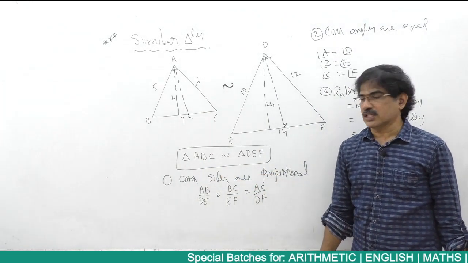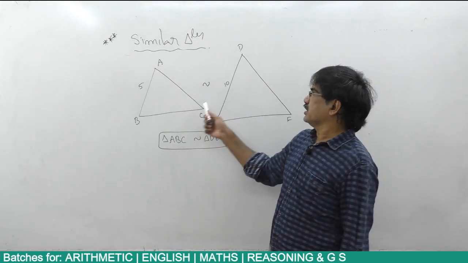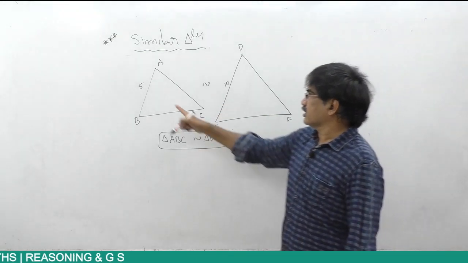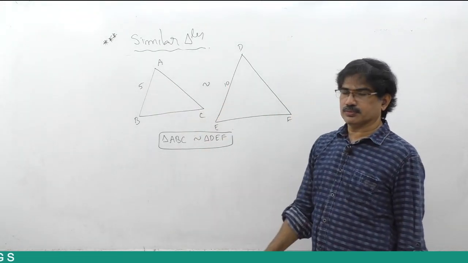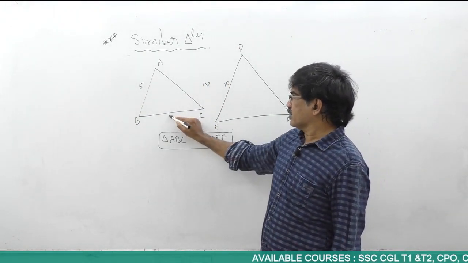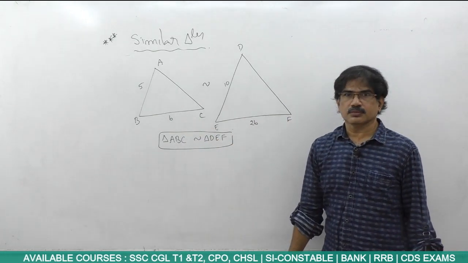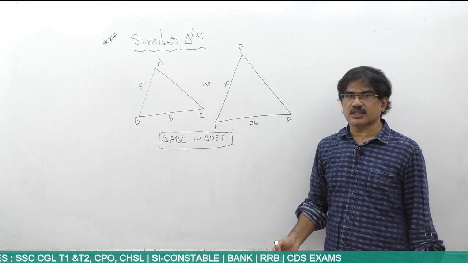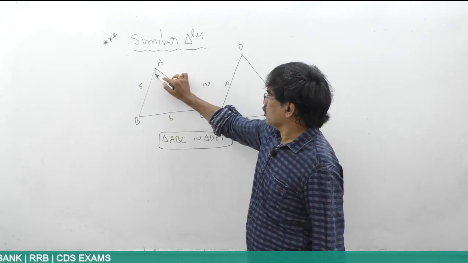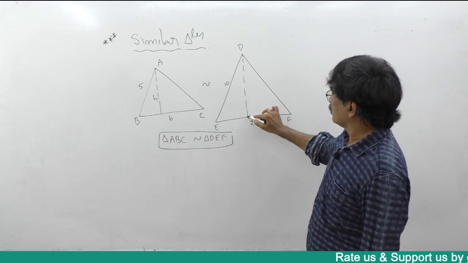Next, what about areas? See, triangle ABC and triangle DEF are similar. Let the sides be in the ratio 1:2. Let the base of this be b. Let the base of this be 2b, because corresponding sides are in the ratio 1:2. And if you draw an altitude, let this be h. What is the corresponding altitude? 2h.